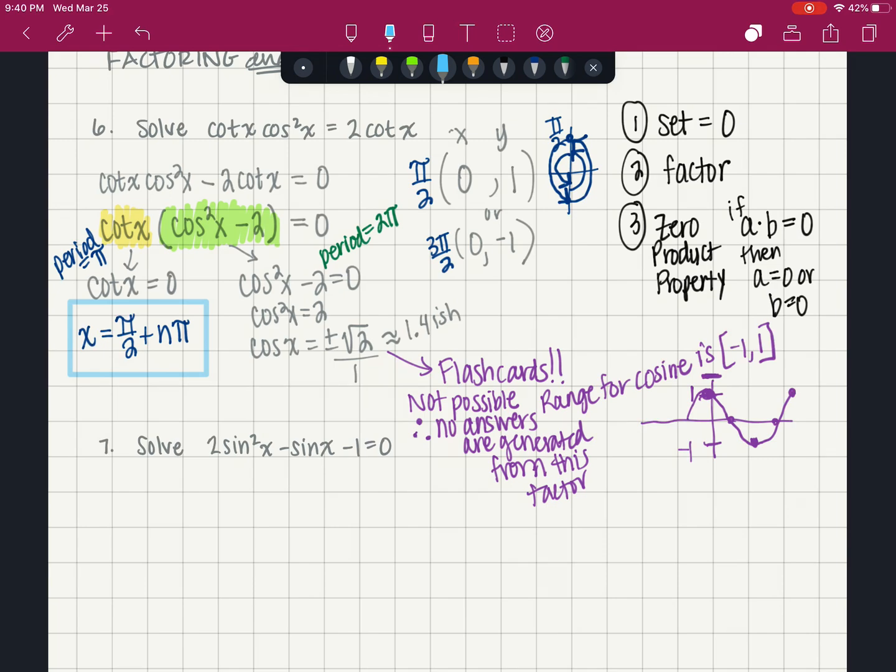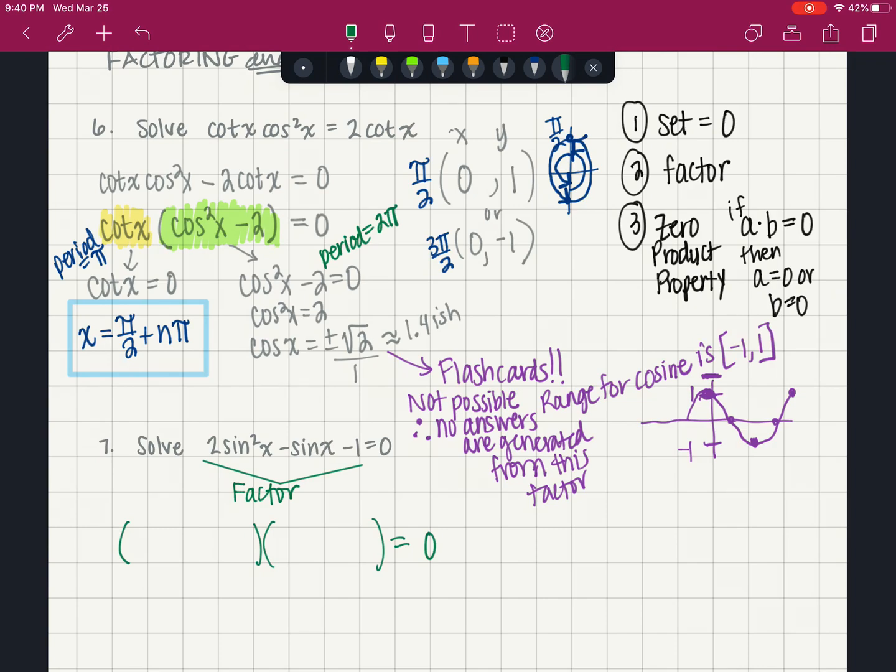So for instance, right here, hopefully you got that practice in those previous lessons. 2 sine squared of x minus sine of x minus 1. This is a trinomial. What we're going to do here is we're going to factor this. So we'll factor. It's already set equal to 0. Now we try to factor.